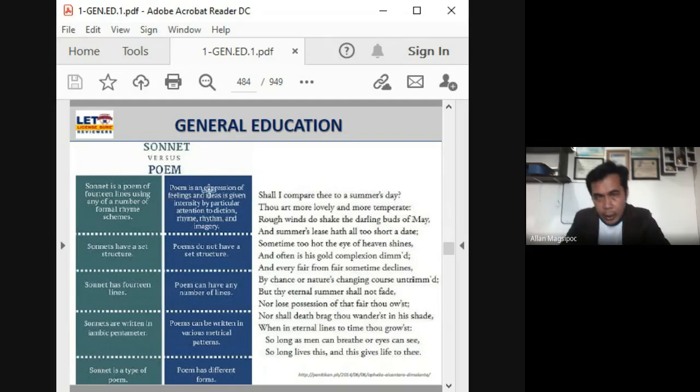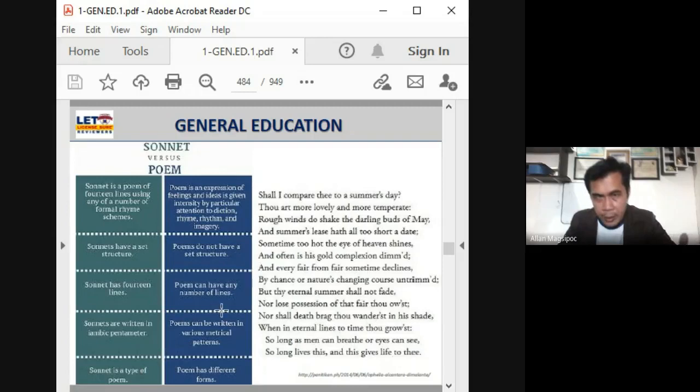What is the difference between a sonnet and a poem? A sonnet has 14 lines, strictly 14 lines. But it's a poem, diba? It's a poem with 14 lines strictly, and it has a rhyme scheme. Hindi pwedeng walang rhyme scheme ang sonnet. While a poem, generally speaking, is an expression of feelings and ideas with a particular form. A sonnet has a fixed structure: 14 lines and a formal rhyme. Ang poems naman ay nag-iiba, depende sa structure.